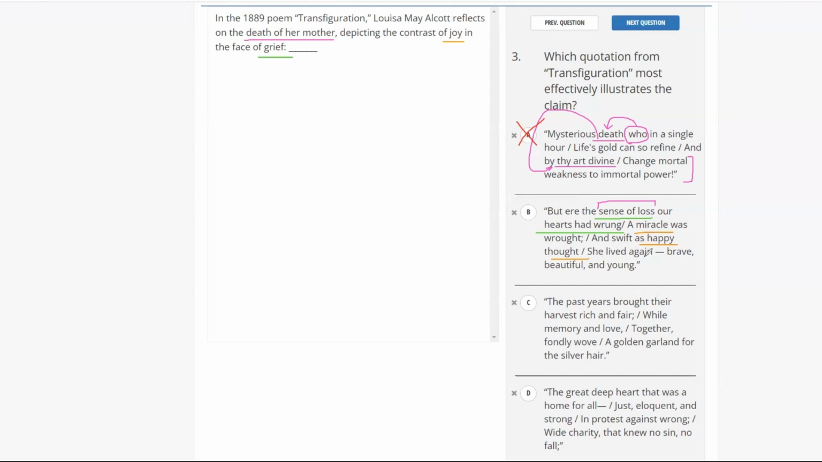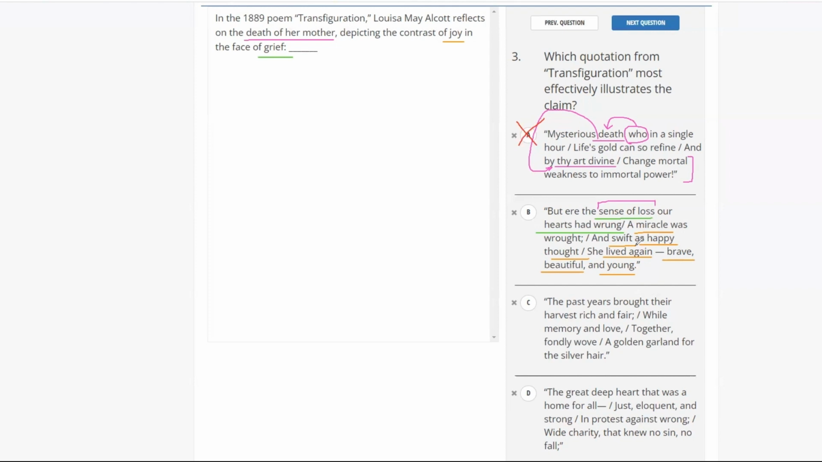She lived again. Living again, that's another happy thought. Brave, that's a positive thing. Beautiful, that's a positive thing. Young, also a positive thing. Three happy thoughts here: brave, beautiful, and young. So choice B looks really, really good. We have a reference to a reflection on the mother's death. We have a discussion of some feelings of sadness, and we have a discussion of feelings of happiness as well, in contrast to the sadness.